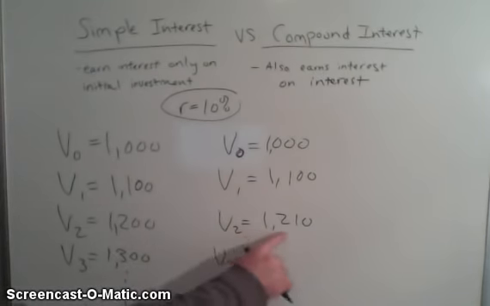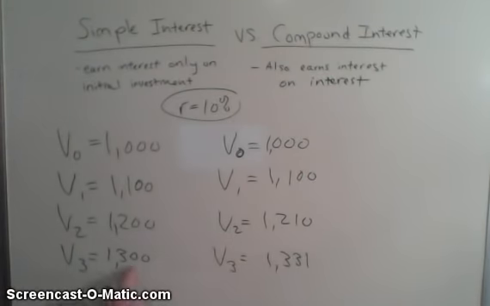10% higher than 1,210 is 1,331. So now we're actually $31 higher than in the simple interest case. You could keep doing this forever and it's going to get to be a bigger and bigger difference over time. In the short run, the difference between compound interest and simple interest isn't that big a deal. But when you expand it out to many years, it becomes a really big deal.